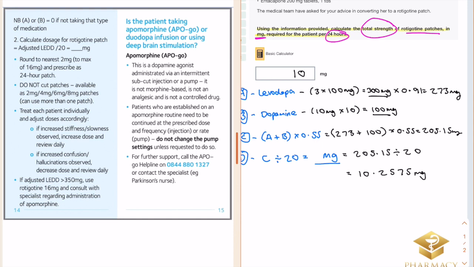Hopefully you're familiar with how I've been doing this. You're first going to write down what are the nearest 2 milligrams. So the nearest 2 milligrams are 12 milligrams and 10 milligrams.